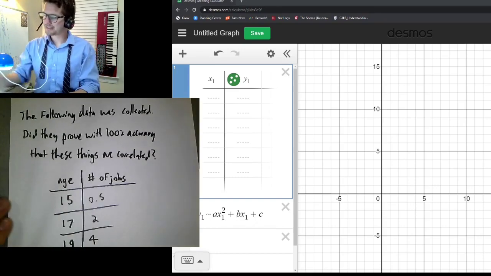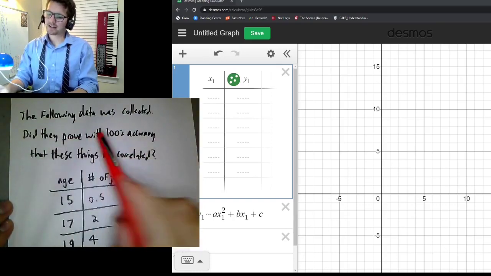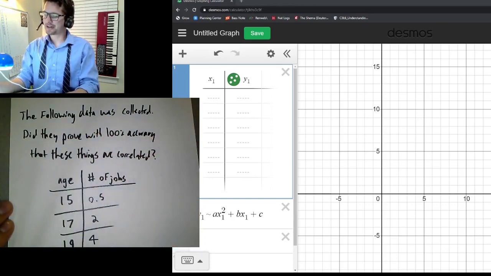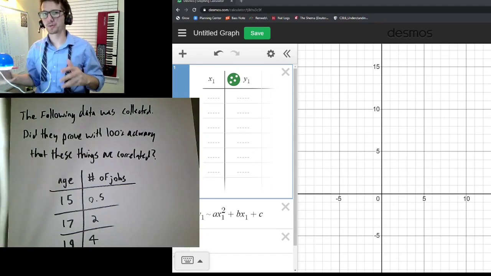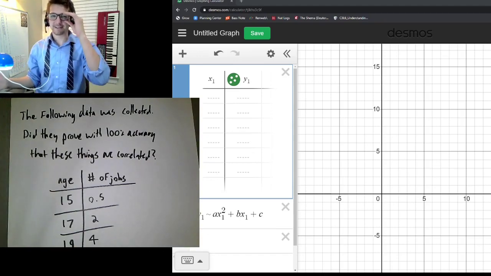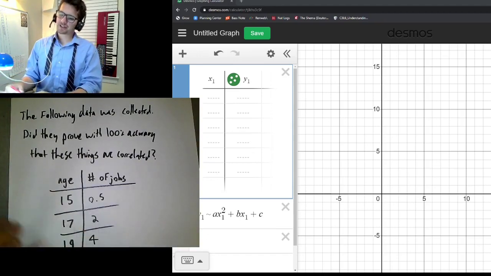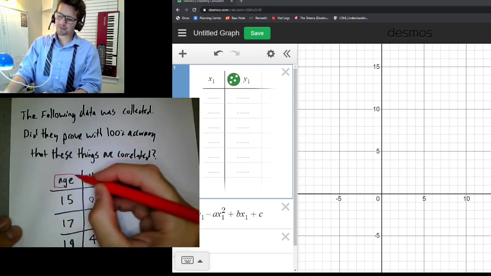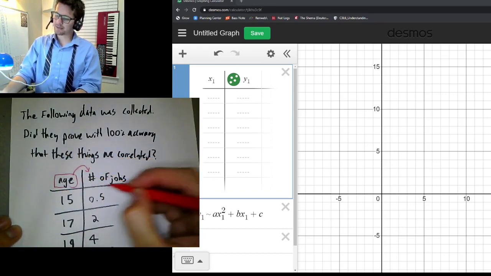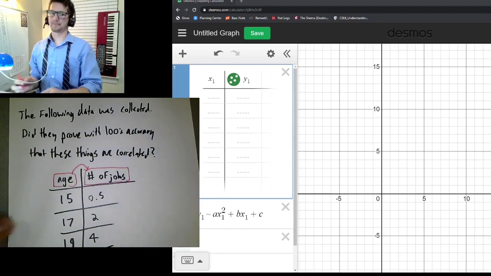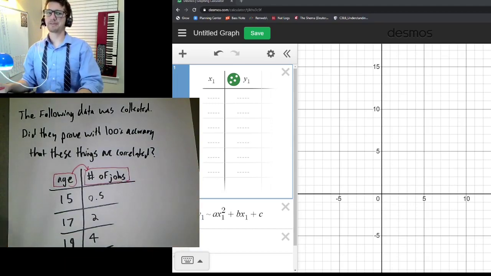So the question is, the following data was collected. Did they prove with 100% accuracy that these things are correlated? In other words, that these things affect each other. So what are they trying to connect? They're saying that your age directly correlates to the amount of jobs you have. Okay, well that seems like it might be reasonable.